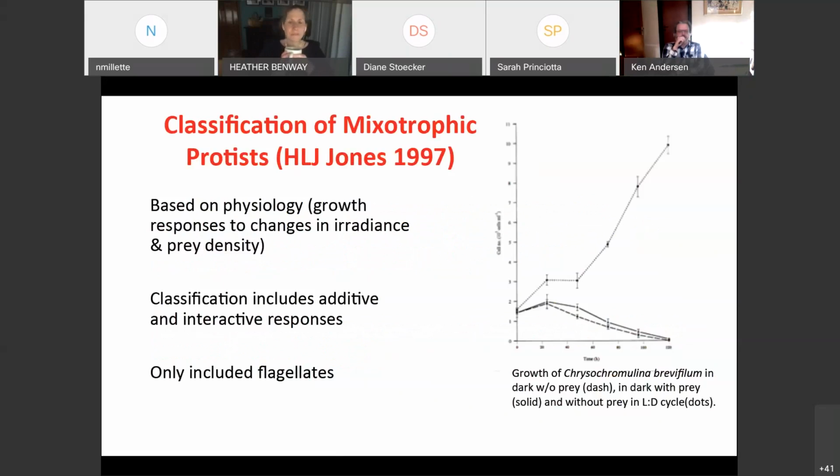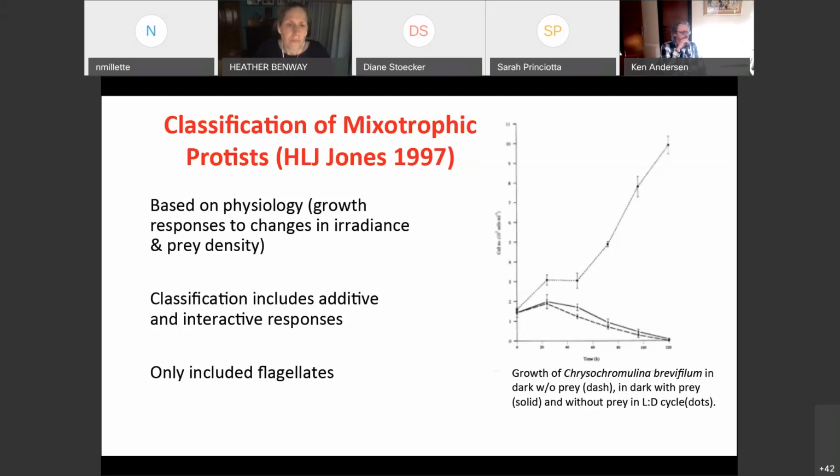Well, the first person to really classify mixotrophic protists by their physiological type is Jones, Harriet Jones, who has also worked on mixotrophy and flagellates. Harriet Jones looked at growth responses of mixotrophs to changes in irradiance and prey density. So essentially, she measured growth rates with prey and without prey over time at different irradiances, and therefore you could get a response curve to these changes in irradiance and prey density.